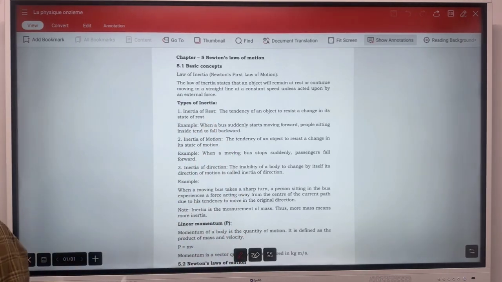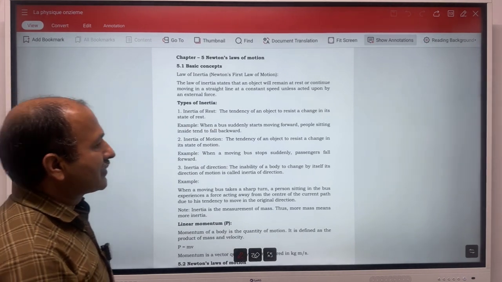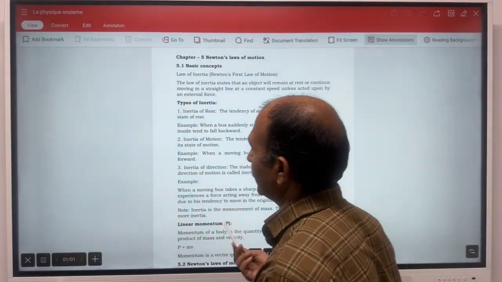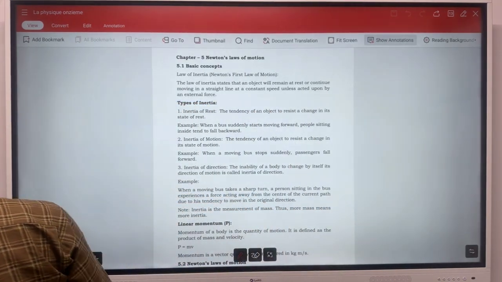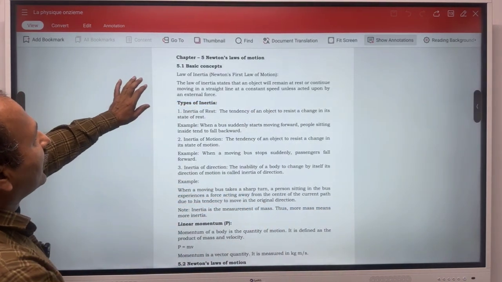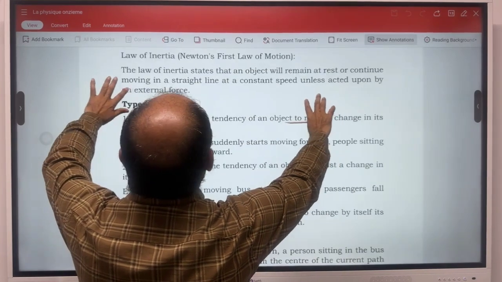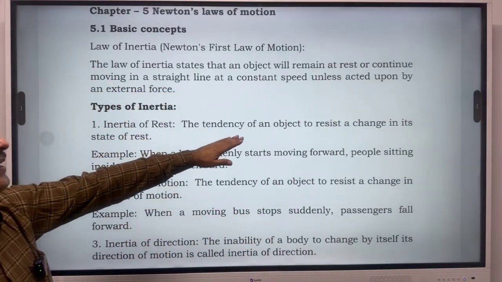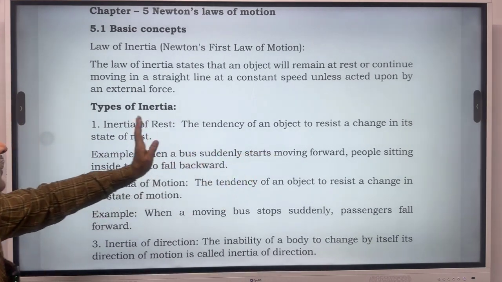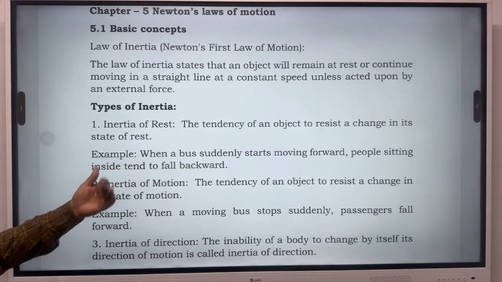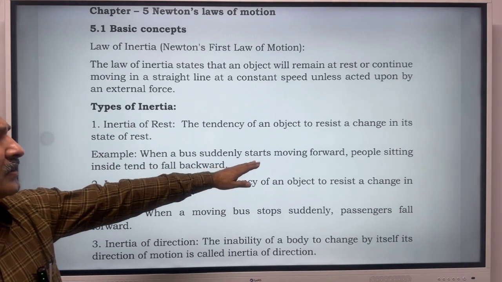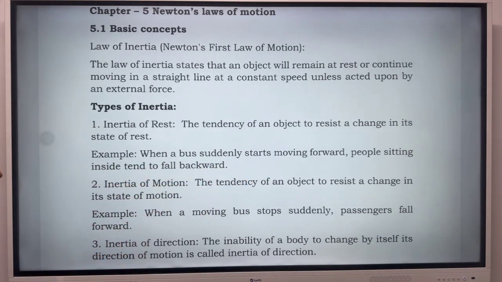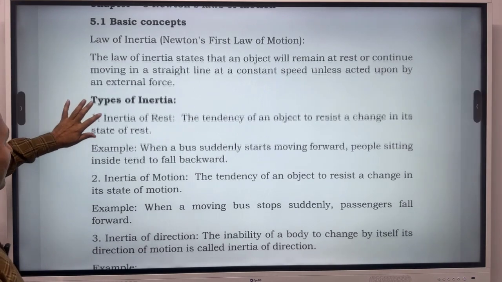Different types of inertia. Inertia is a measurement of mass. The heavier the body, the more the inertia. Inertia can be of three types. The first one is inertia of rest. This is the tendency of an object to resist a change in its state of rest. Example: when a bus suddenly starts moving forward, people sitting inside tend to fall backward. You must have experienced this.